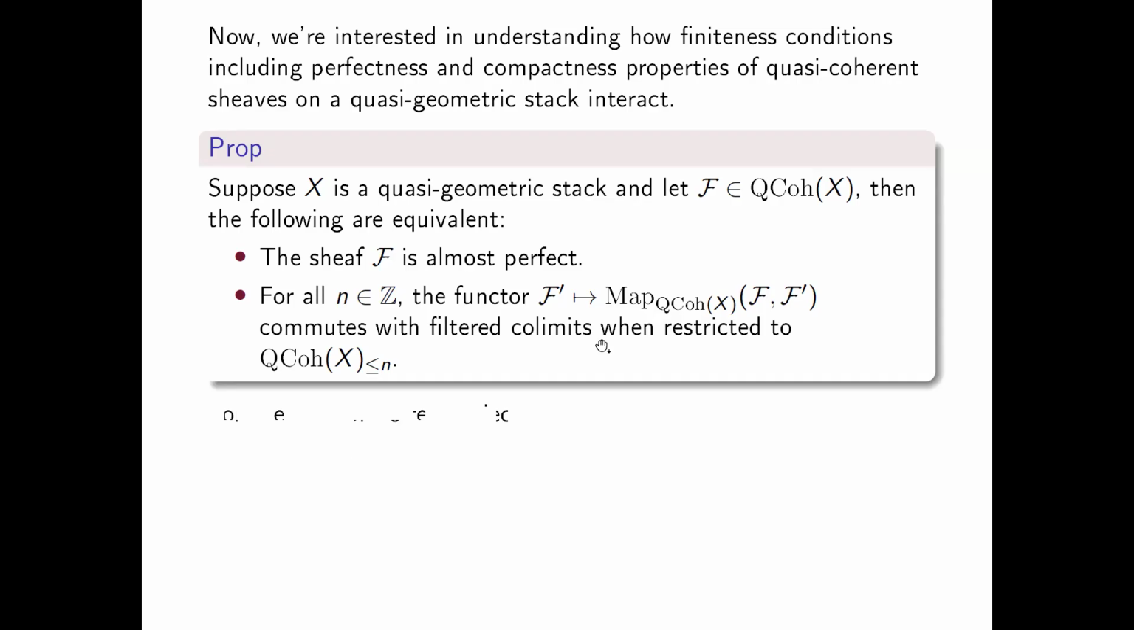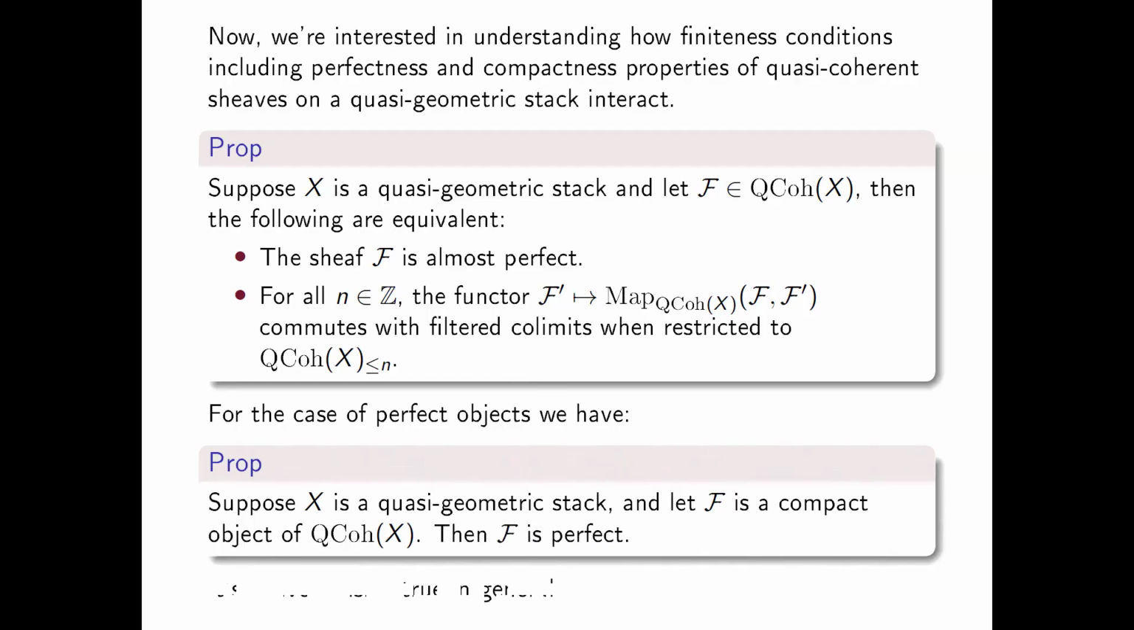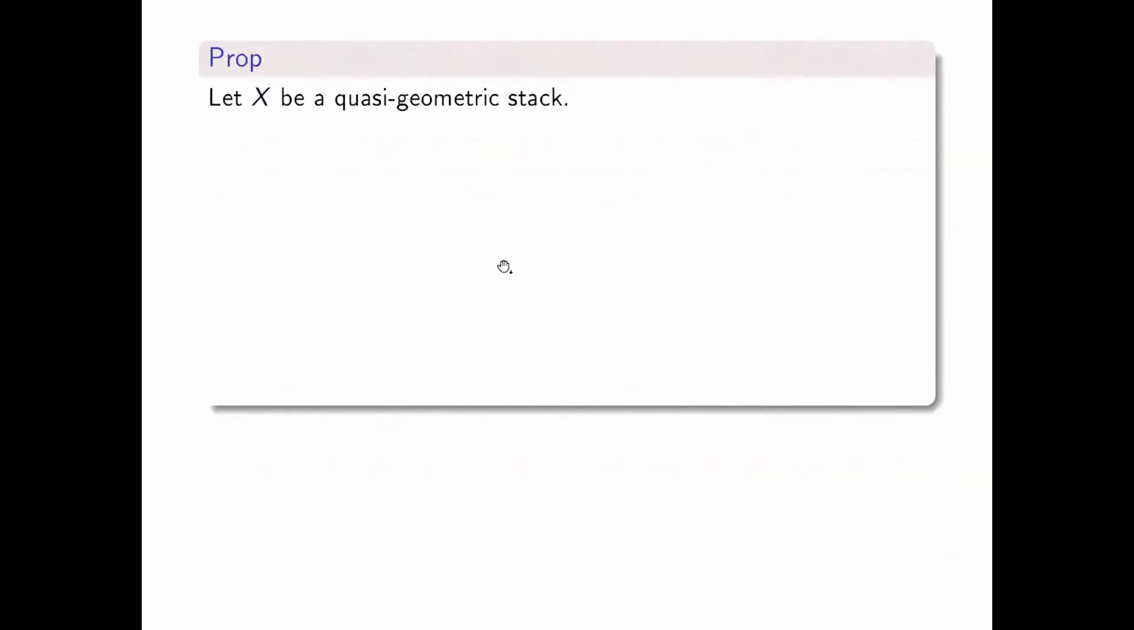Okay, so for the case of perfect objects, you have the following proposition. You start off with a quasi-geometric stack, and F is a compact object of QCoh(X), then it is perfect. The converse, okay, there seems to be a problem. It's okay. The converse is not true in general. More about that later.